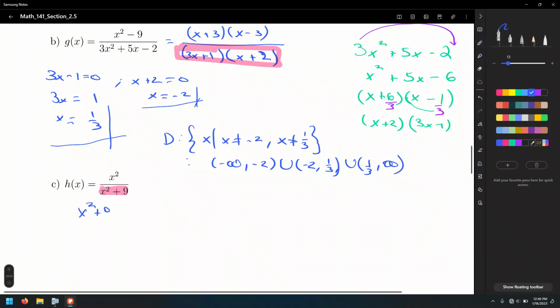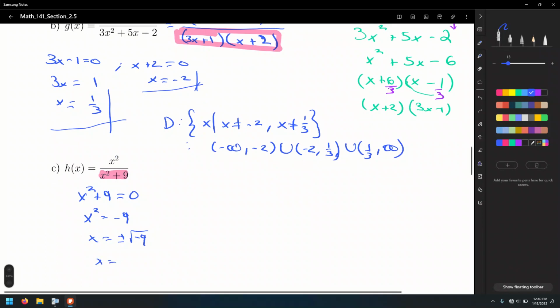X squared plus 9 equals 0. And you'll see what's going to happen in this situation. Well, x squared equals negative 9, and x equals plus or minus the square root of negative 9. And what's the square root of negative 9? Any ideas? Not undefined. Plus or minus 3i, right?